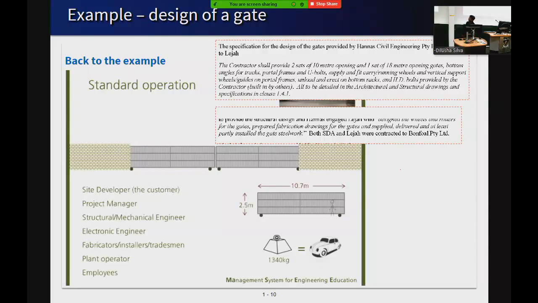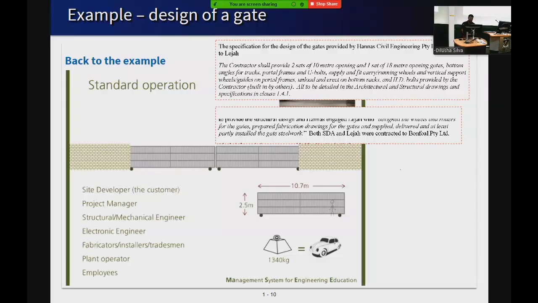So, going back to our example, it says specification of the gate provided by Hannah Civil Engineering to a company called Leja or Leha.